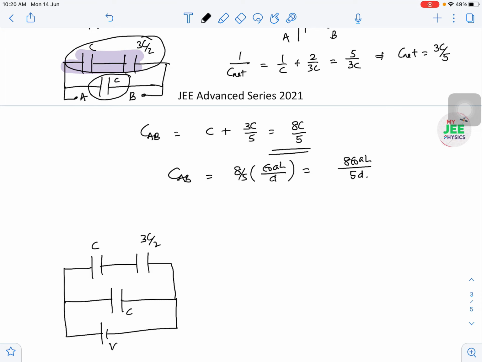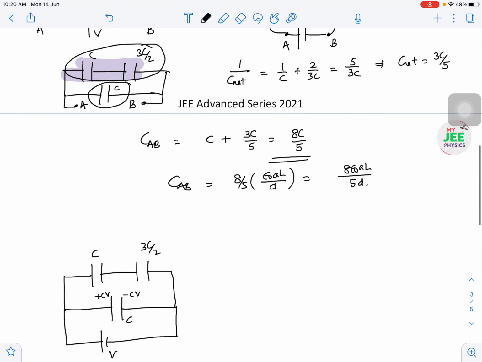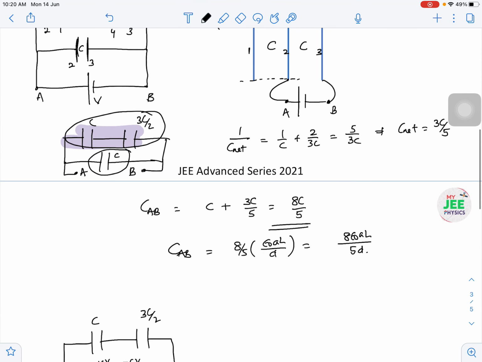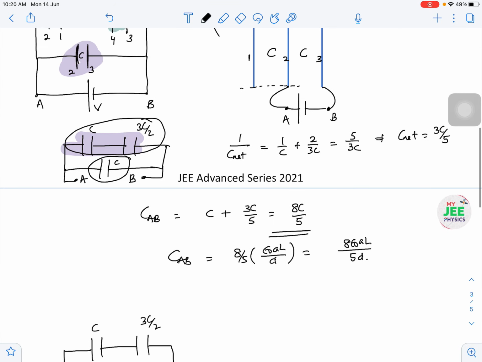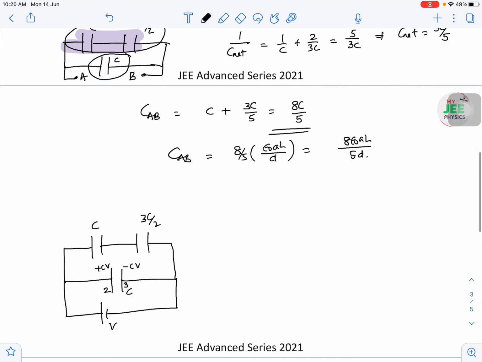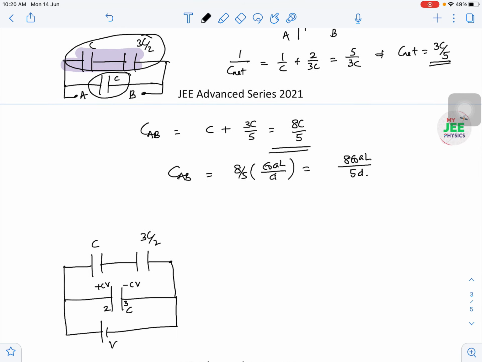So V is the voltage. Then it will have plus CV, minus CV. Now you have to name the plates also, so you have to follow the plates. See here, the C capacitance is between the 2 and 3 plates. So I'm writing here the second plate, and this is the third plate. So half of the second plate, yes, the second plate is carrying the CV charge. Now what is the charge over here? The net capacitance for these two, C and 3C by 2, is 3C by 5, we got. So that's why this is plus 3CV by 5, minus, again plus and minus.